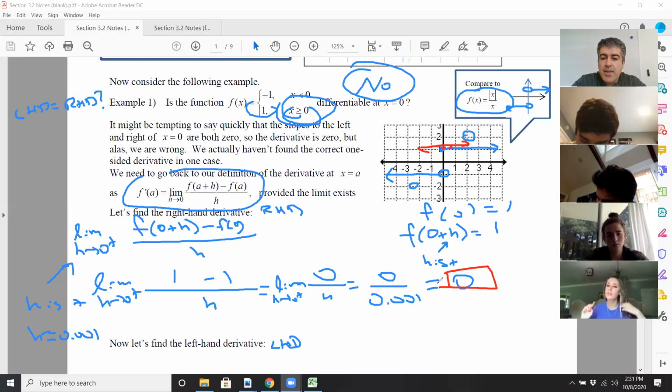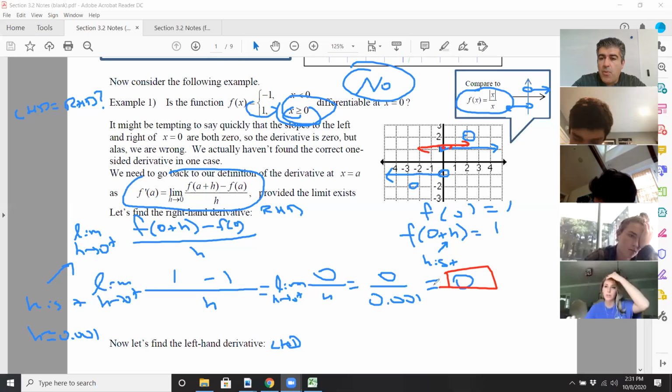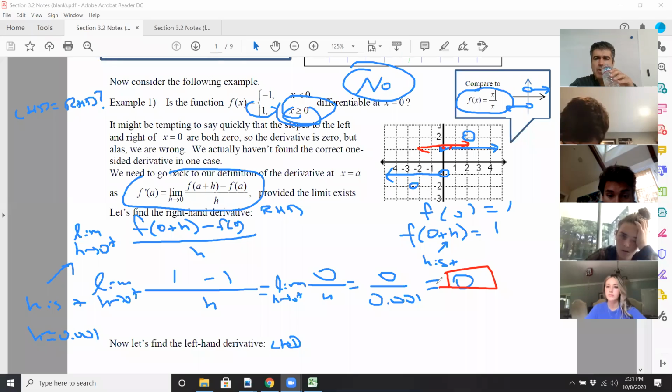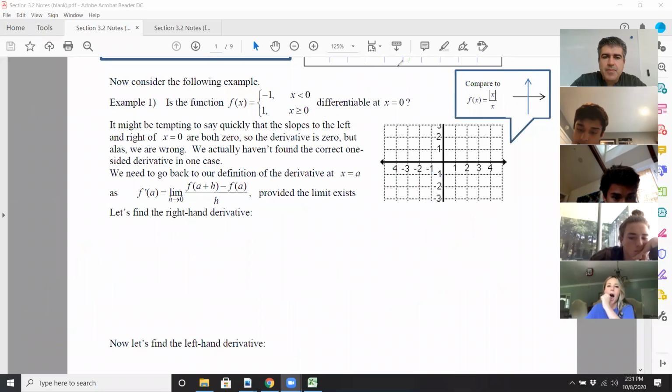Now let's do the left-hand derivative. Any questions before I start that? Or anything you guys didn't catch because maybe the video froze? Nope, okay. So now, I'm going to go ahead and clear my drawings.